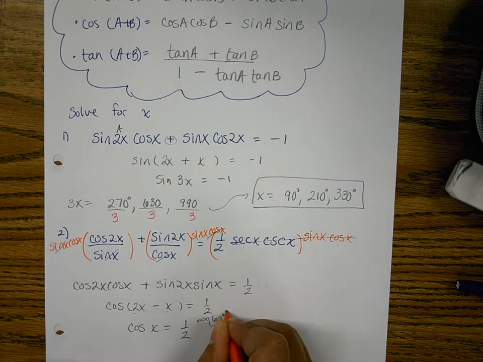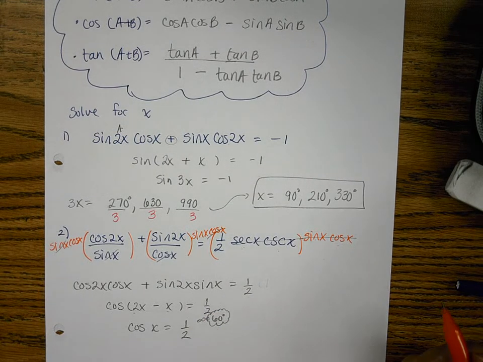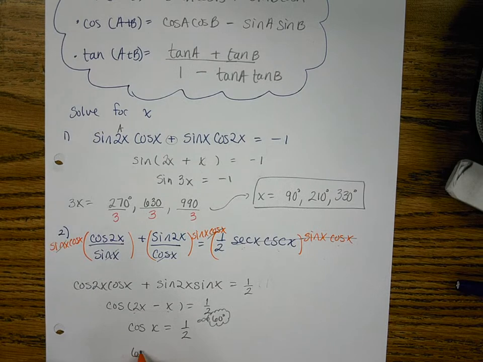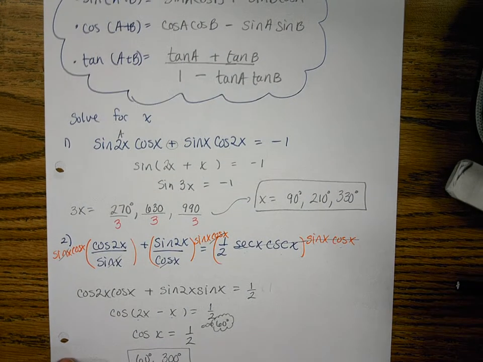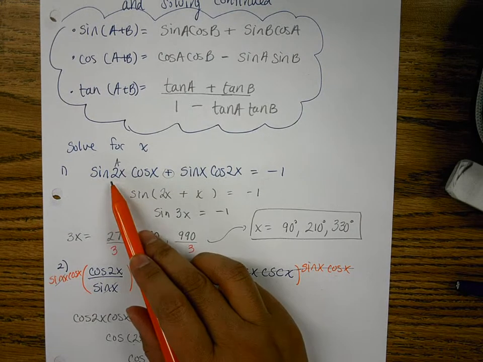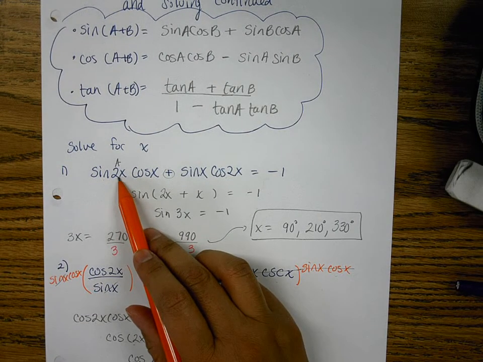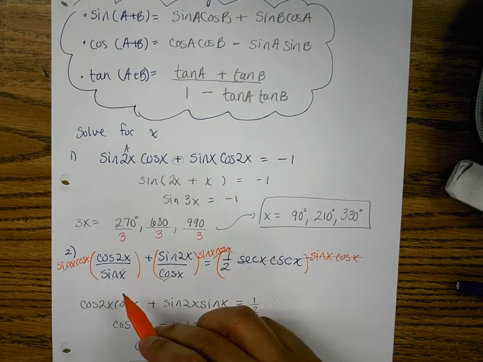All right, cosine of what angle? It's only 1x. Cosine of what angle is 1/2? My reference angle is 60 degrees. Is 60 degrees one of the answers? Yes, because it's positive. Quadrant 1, 60. Quadrant 4, 300, because those are the two places where cosine is positive.